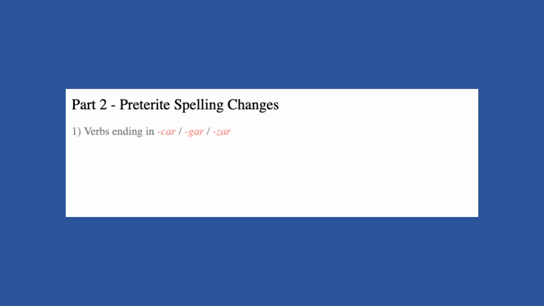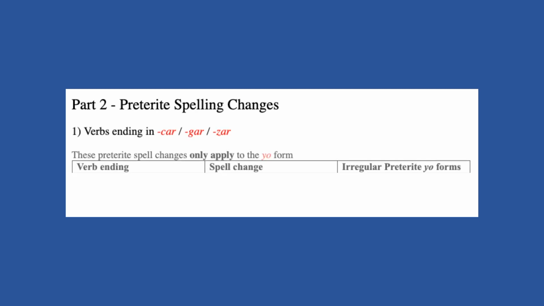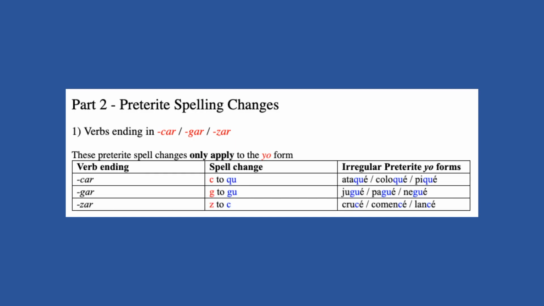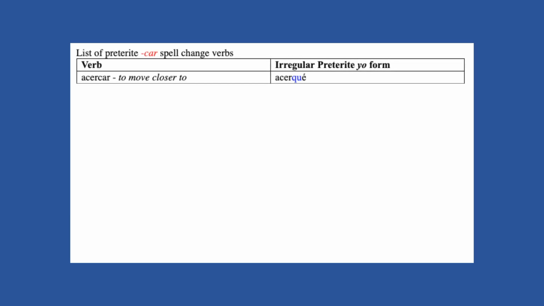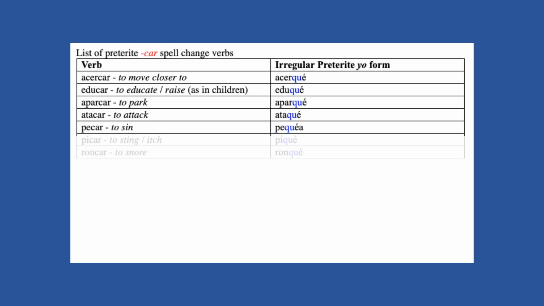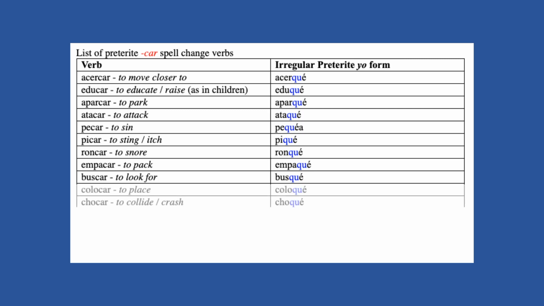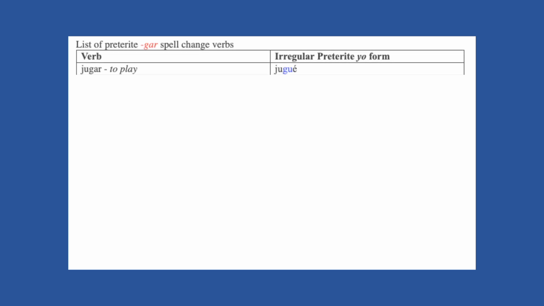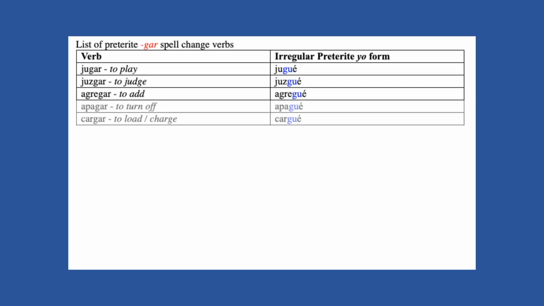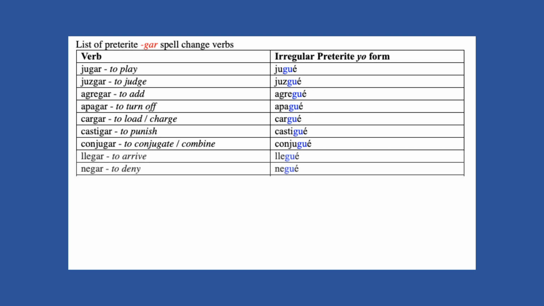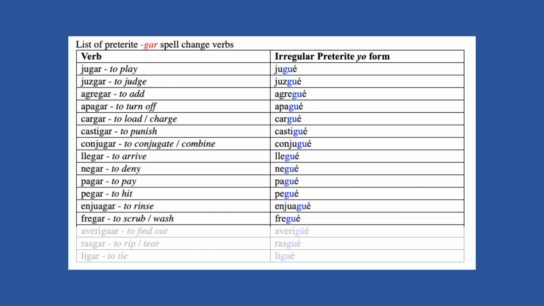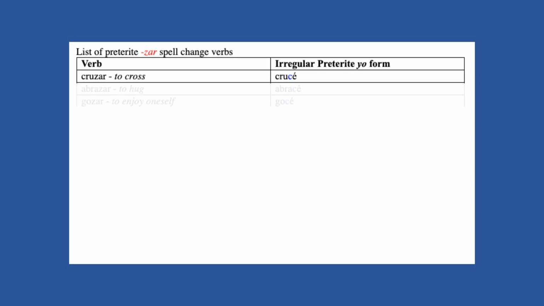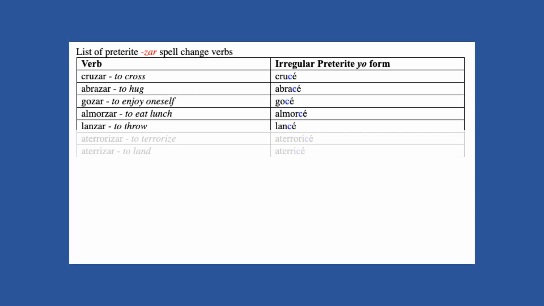Verbs that end in gar and zar have preterite spell changes that only apply to the first person singular form. Preterite spell changes for gar verbs. Preterite spell changes for gar verbs. And preterite spell changes for zar verbs.